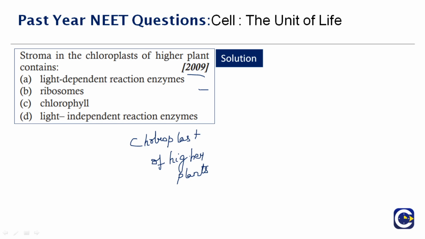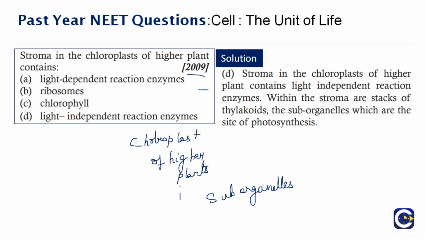Within the stroma are the presence of thylakoids. They are the flattened surfaces that are present in the grana of the chloroplast. We've already studied about it in the earlier slides, right? So these thylakoids, if you see, they are present in the light independent reaction enzyme part, and sometimes they may also have some suborganelles in them, which are a site of photosynthesis. Therefore, the correct answer to this question is option D, light independent reaction enzymes. So, the correct answer is option D.